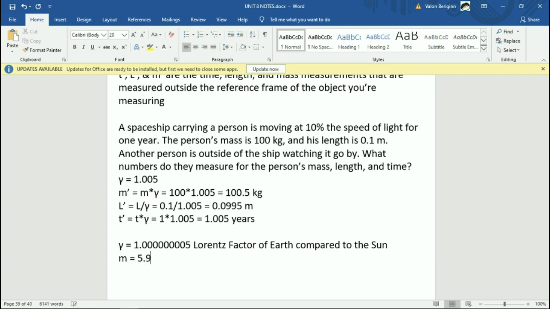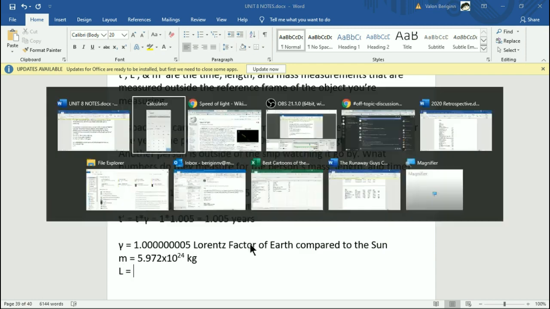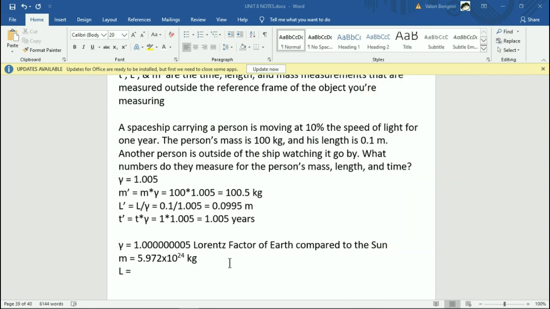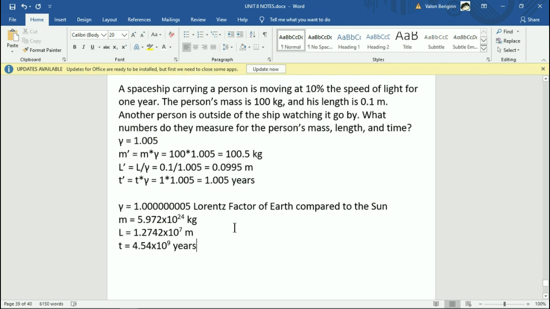So the mass of the Earth is 5.972 times 10 to the 24 kilograms. The length of the Earth, which would be just double the radius, is 1.2742 times 10 to the 7 meters. And the age of the Earth is 4.54 billion years, so 4.54 times 10 to the 9 years. Okay, so we can use the Lorentz factor, which was with respect to the Sun. So in other words, these are the numbers we get while we are on the Earth. But if we were on the Sun, what would we see instead? And we can solve for that.